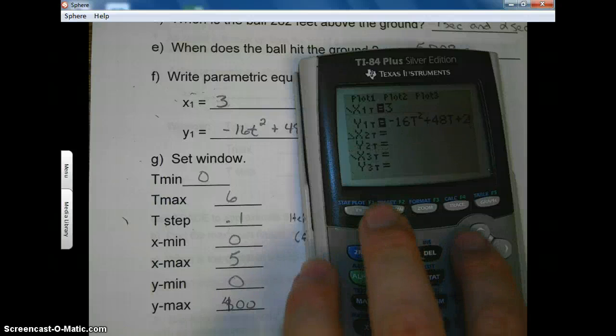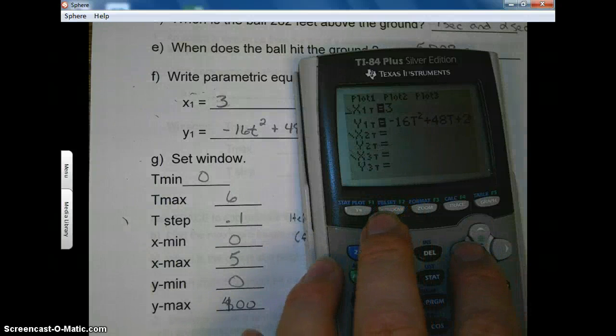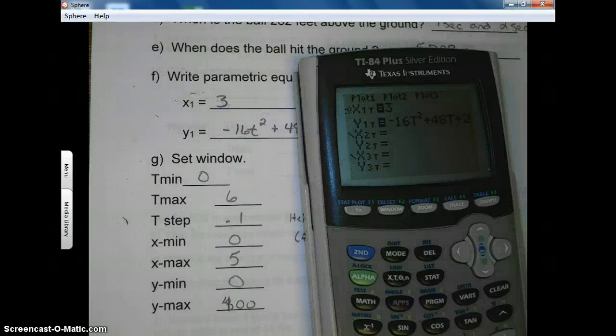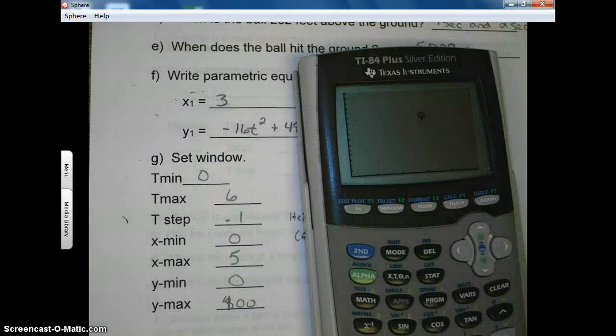Let's go over here and let's change this so we can watch it. There we go, up and down, so we can actually see the ball going up and going down.